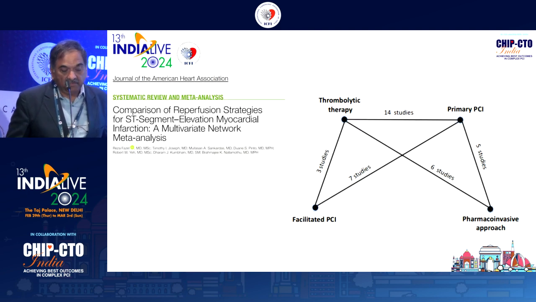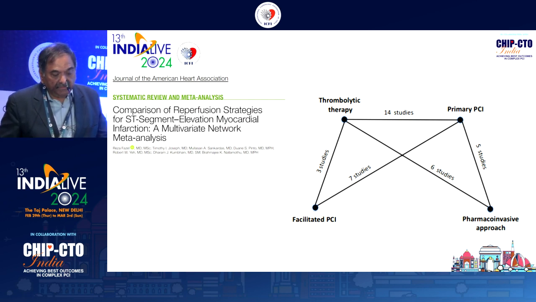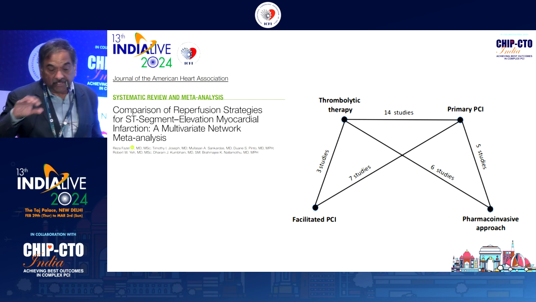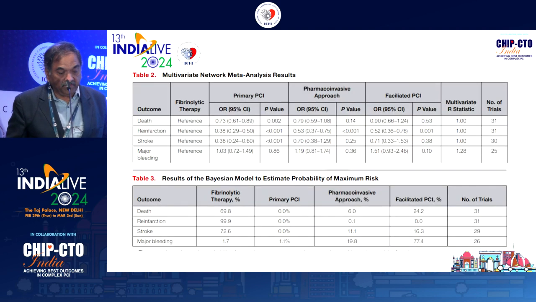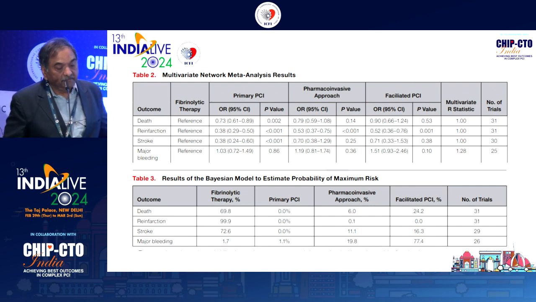And this is a huge network meta-analysis. Again, we were involved in this, Ajit, Brahmaji, Dharam Kumbani, and we took all the studies, thrombolytic therapy versus facilitated PCI. There were 3 studies, 7 facilitated PCI versus primary PCI, 14 studies that looked at thrombolytic therapy versus primary PCI, and 5 studies that looked at primary PCI versus pharmacoinvasive. And this is the results.